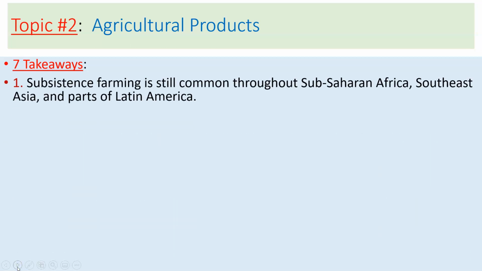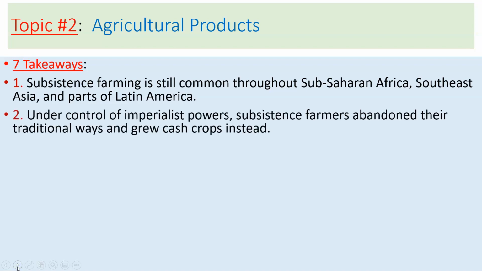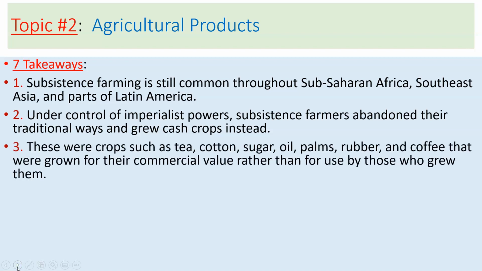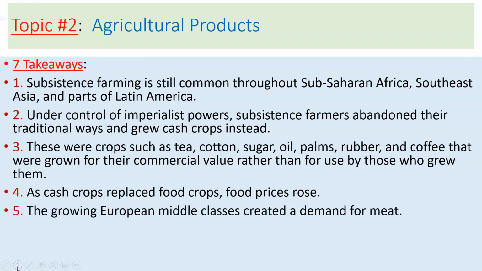Number 1, subsistence farming is still common throughout sub-Saharan Africa, Southeast Asia, and parts of Latin America. Number 2, under control of imperialist powers, subsistence farmers abandoned their traditional ways and grew cash crops instead. These were crops such as tea, cotton, sugar, oil, palms, rubber, and coffee that were grown for their commercial value rather than for use for those who grew them. As cash crops replaced food crops, food prices rose.